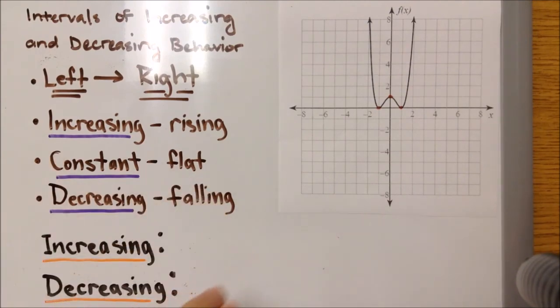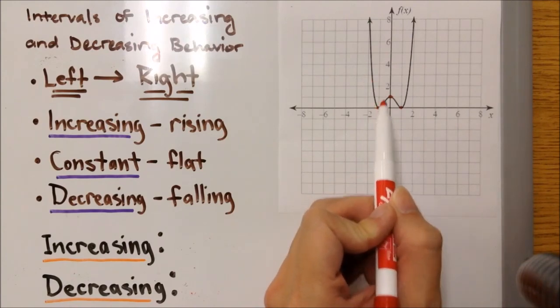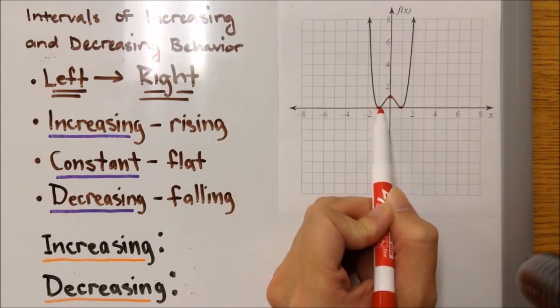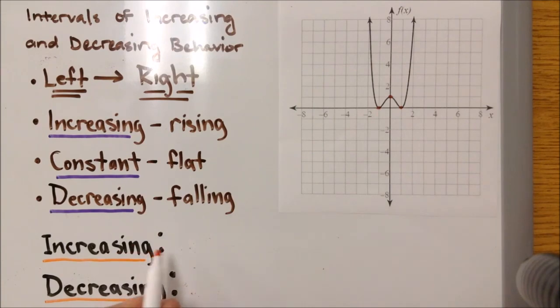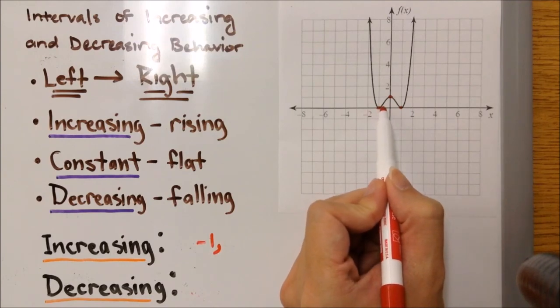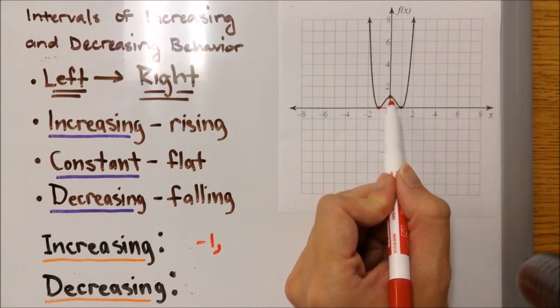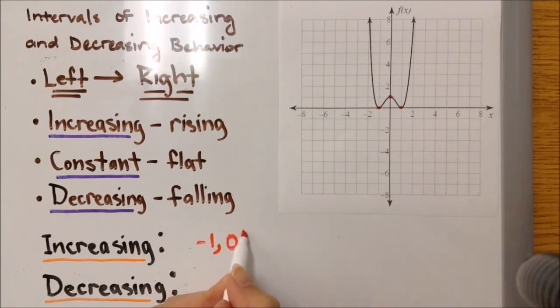So looking from left to right, increasing is rising. So right here, this is the most left side where it's rising. So we're going to take a look at the x value, and it starts at negative 1. So I'm going to write negative 1 here, comma. Now we're going to see it's rising, rising, rising, rising all the way to x equals 0. So I'm going to write 0 here, and then I'm going to close it with parentheses.